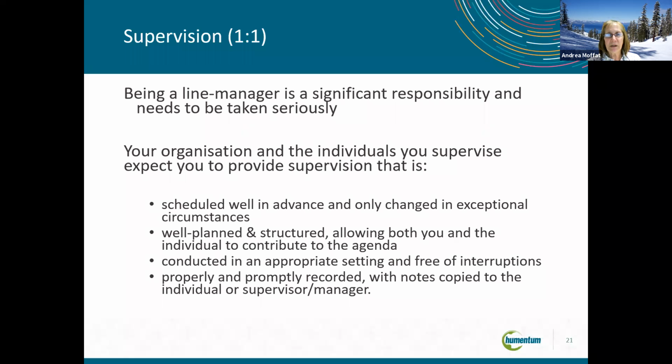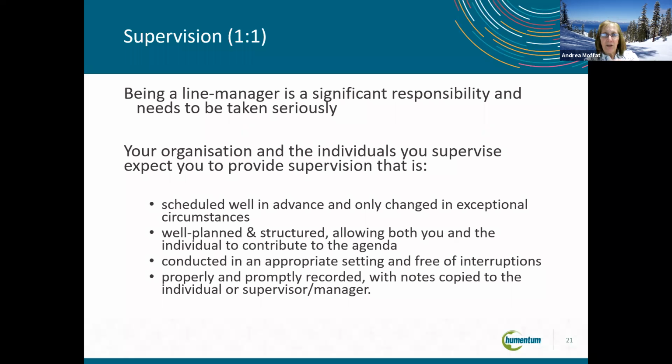changed in exceptional circumstances. Because our diaries get clogged up, if you are going to meet on a monthly, weekly basis, whatever basis you agree with your individuals, I'd actually put those in the schedule and only change them under exceptional circumstances. They should be well planned and structured, which is what I'm about to ask you to do now in terms of creating that agenda. And both you and the individuals should contribute to it.